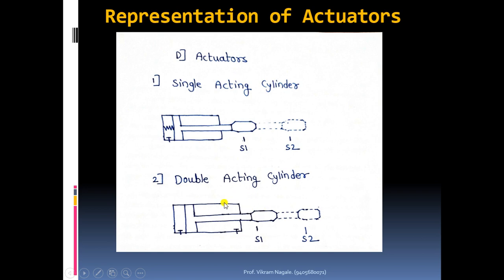In case of double acting cylinder, whenever we supply the air at this port, and whenever we are releasing the air from the other side through this port, then the piston will move towards right side, and the rod end will come to the second position, that is S2. And whenever we are applying pressure or compressed air on the right hand side of the piston, and whenever we release the pressure on the left hand side of the piston, then in that case from S2 the rod end will come to the S1 position, that means it will retract. So this is retracted position and this is extended position.